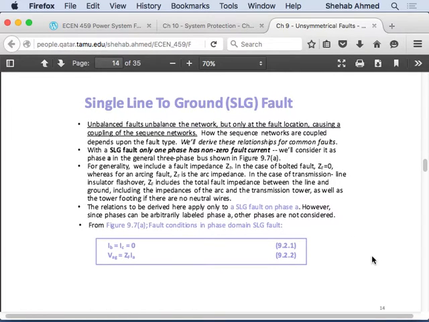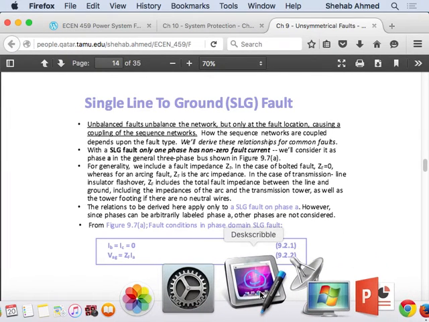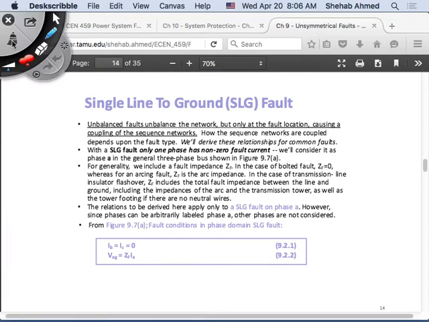So what we did last time was, for all the types of faults, we start with a couple of assumptions and a couple of facts about the circuit, which are a set of equations. We move them into the sequence domain, and we end up with a few other facts that we will utilize to figure out how to connect our sequence circuits.